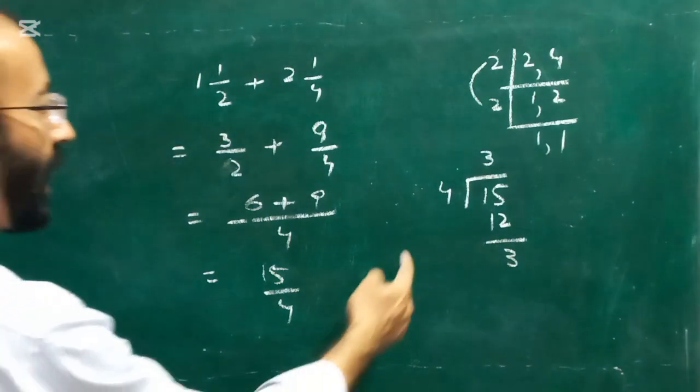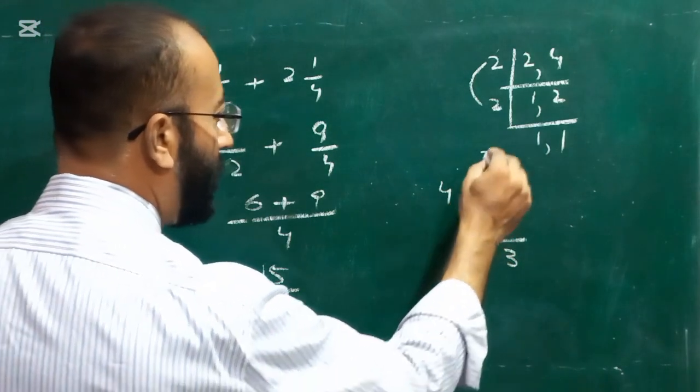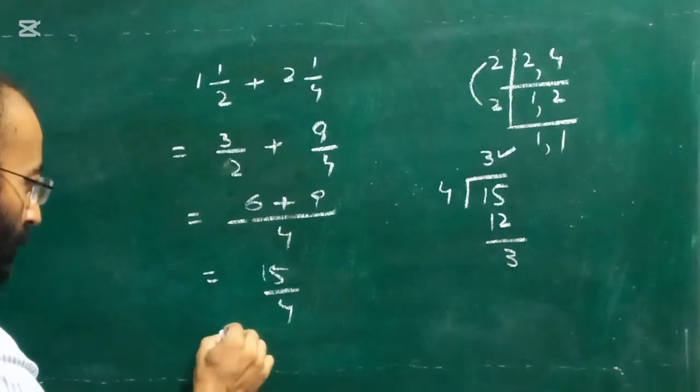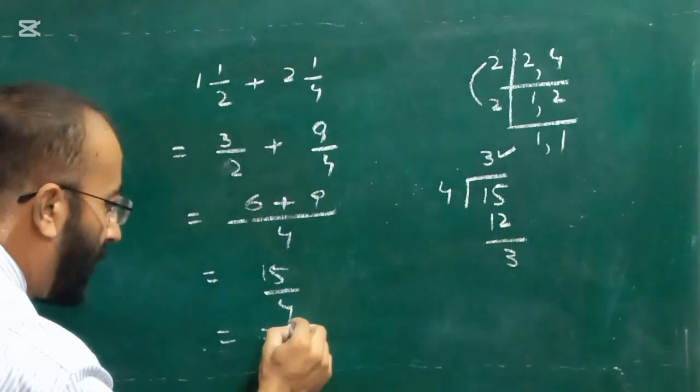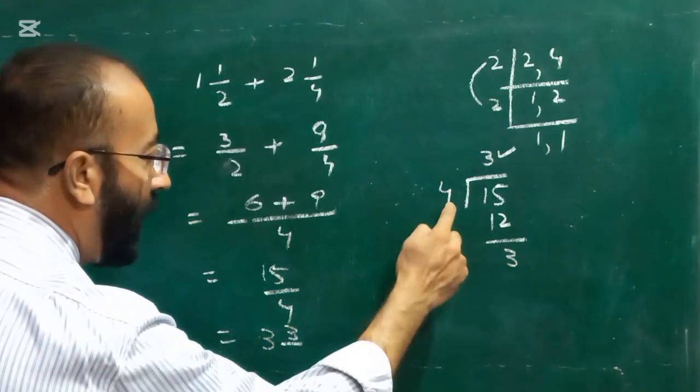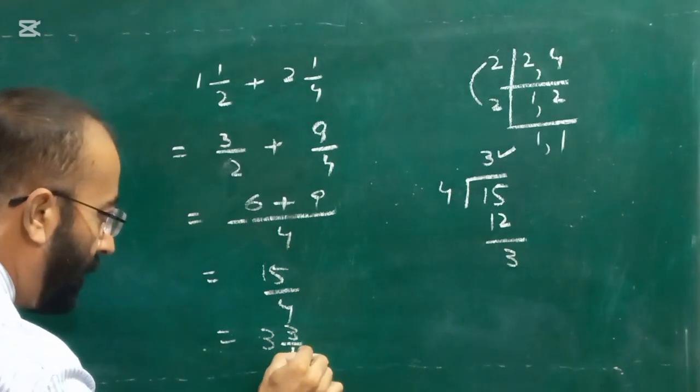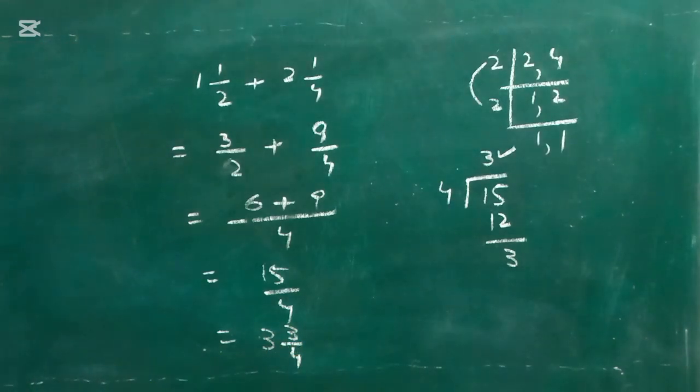So the method to write down this kind of number is that this quotient will become the whole number part, this remainder will become the numerator, and this divisor will become the denominator. So this is the answer of this question.